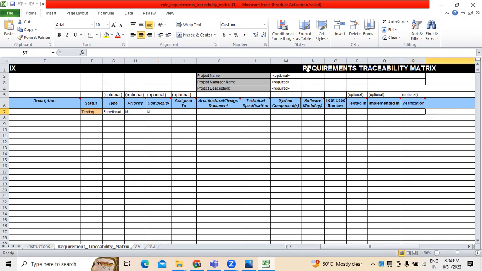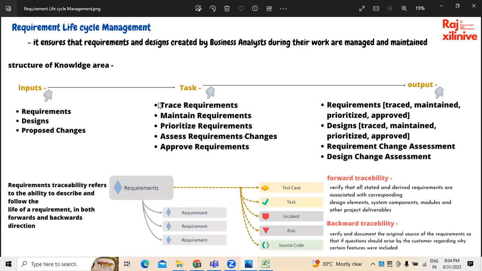This is what we normally call the requirement traceability matrix. It shows what requirements we have taken, whether they were developed or not, whether they were tested, and if tested, whether they passed or failed, whether they are verified, and any additional comments. In a project there will be hundreds of requirements, so we have to trace what we have taken, developed, tested, verified, and any comments. This is what we talk about as tracing of requirements.